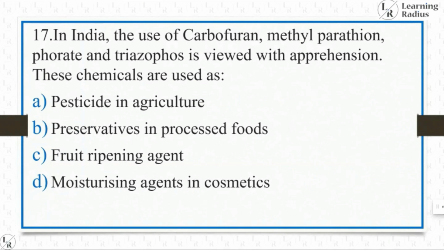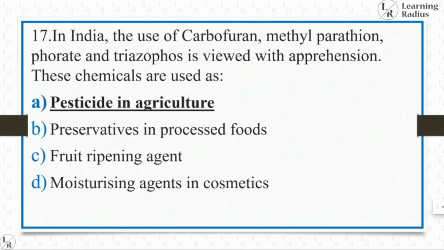In India, the use of carbofuran, methyl parathion, phorate and triazophos is viewed with apprehension. These chemicals are used as, it's a direct question, pesticides in agriculture. It is not preservatives in processed food. It is not a fruit ripening agent. It is not a moisturizing agent in cosmetics. Answer is pesticides in agriculture. Answer is A.